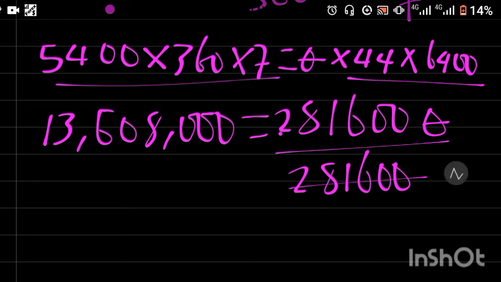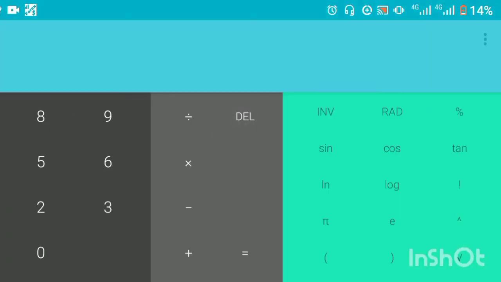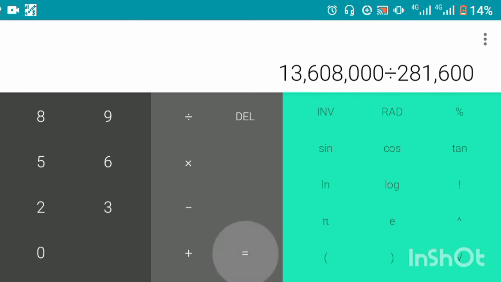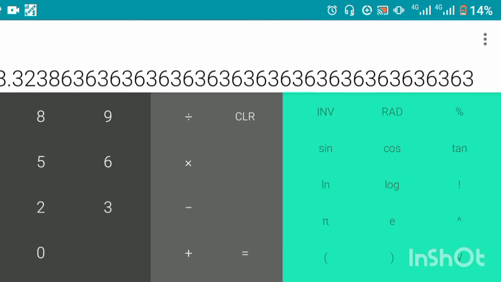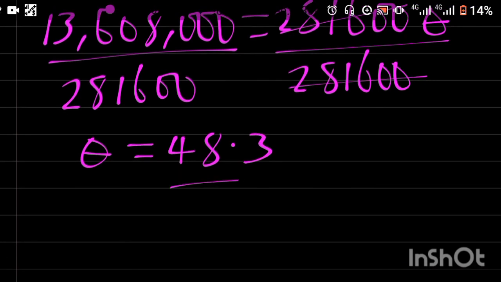We cancel this over 281,600 divided by 281,600. We have 48.3 approximately. Therefore, theta is equal to 48.3. This is the angular difference between the 2 points.